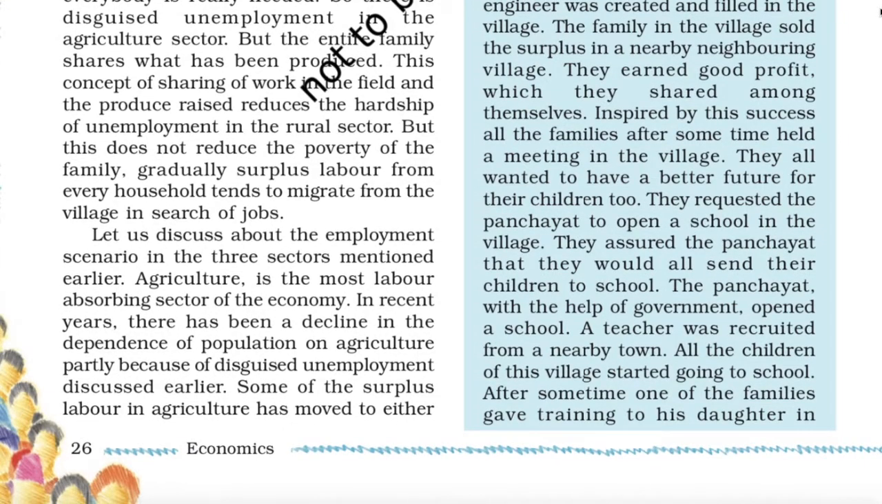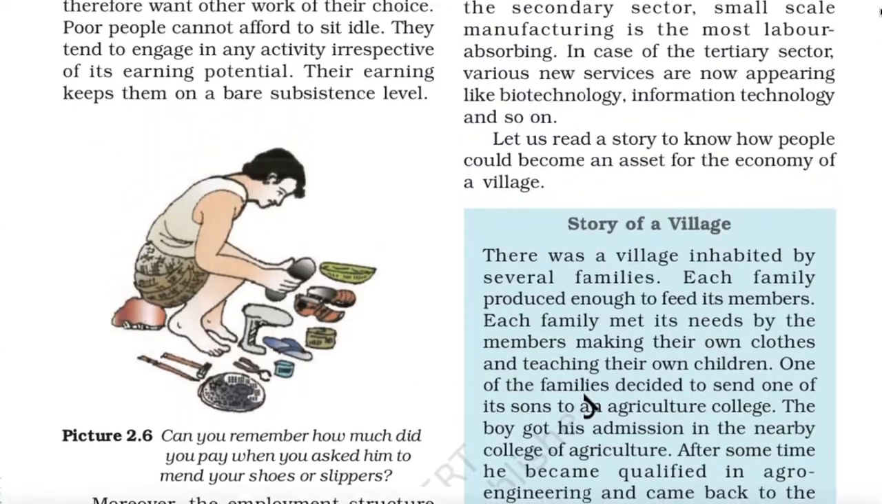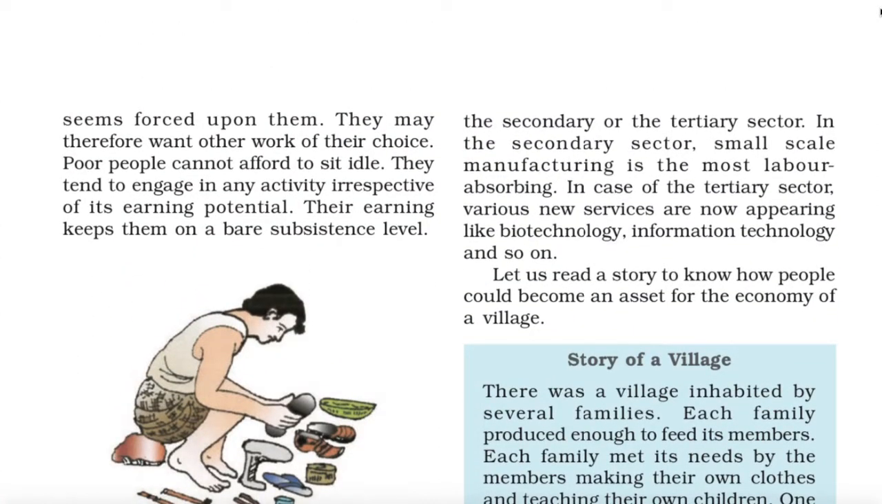Gradually, surplus labor from every household tends to migrate from the village in search of jobs. Let us discuss the employment scenario in the three sectors mentioned earlier. Agriculture is the most labor-absorbing sector of the economy. In recent years, there has been a decline in the dependence of population on agriculture, partly because of disguised unemployment discussed earlier. Some of the surplus labor in agriculture has moved to either the secondary or the tertiary sector. In the secondary sector, small-scale manufacturing is the most labor-absorbing. In case of the tertiary sector, various new services are now appearing, like biotechnology, information technology, and so on.